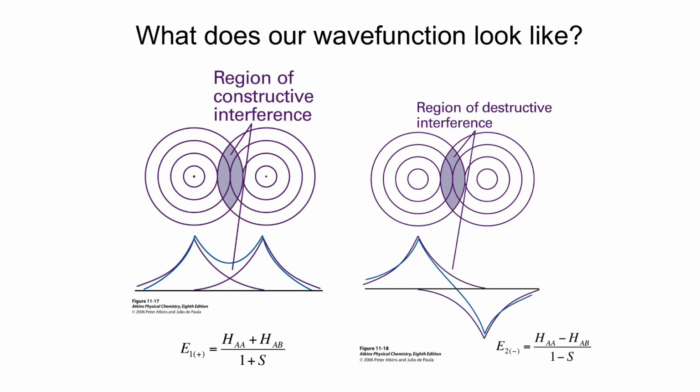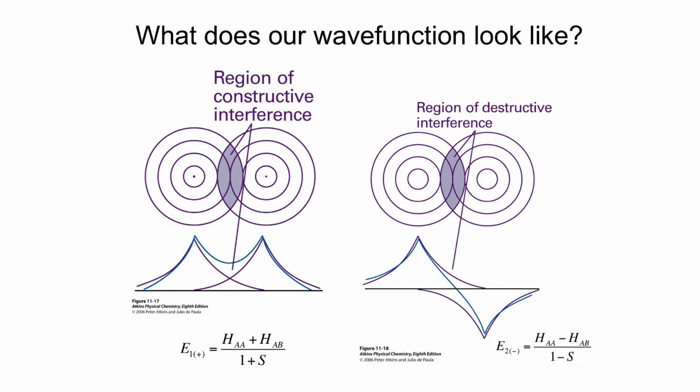Okay, so what do the wave functions look like as our two atoms, A and B, start to get close to one another? This is where we ask ourselves, are they going to form a bond, or are they not going to share that electron density to form a covalent bond?